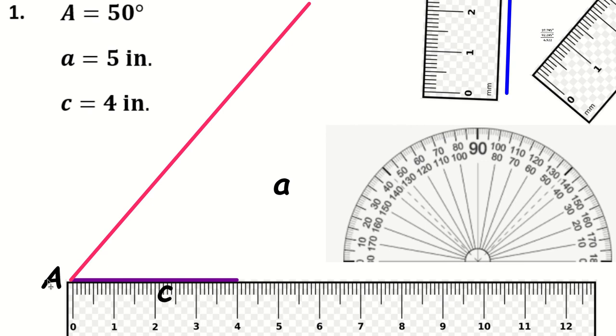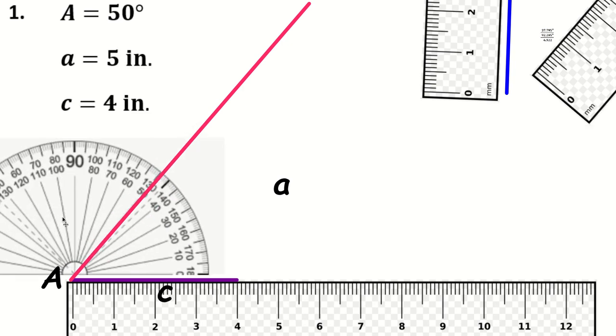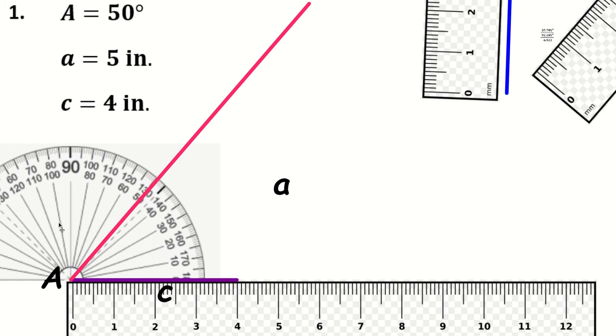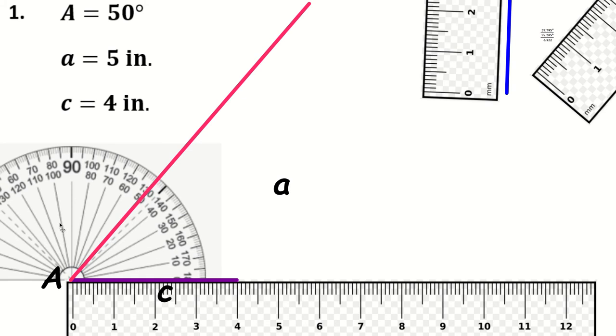We're going to draw angle A next. And again, angle A has to be locked in at 50 degrees. So what you do is you put the whole of the protractor right here on the very left end point of side C, okay? Then you look for 50 degrees, because we want to make angle A exactly 50 degrees. So you put a mark on your paper right there at 50 degrees, okay?